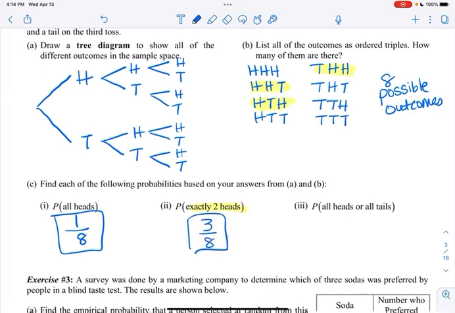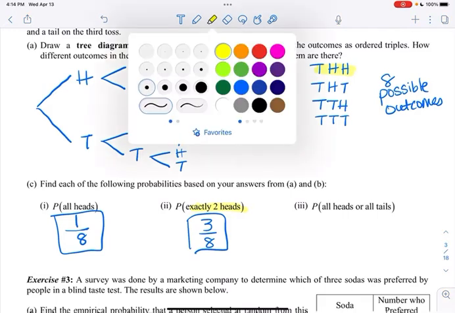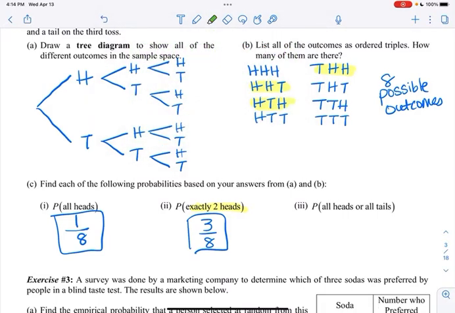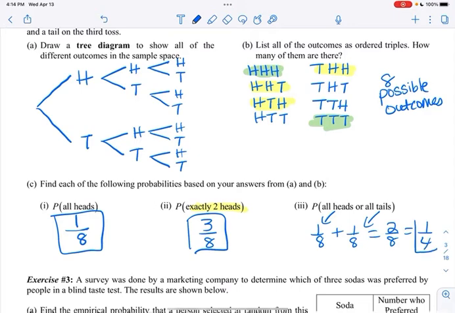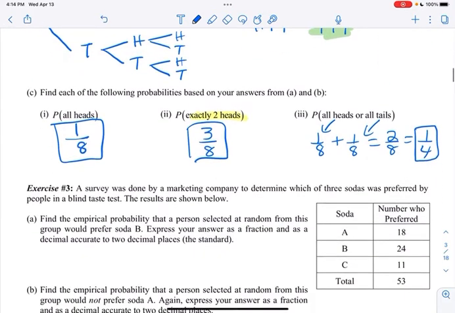All heads or all tails. I'll do that one in green. So all heads, all tails. Basically, the probability of all heads is 1 out of 8, and the probability of all tails is 1 out of 8. And when you have an or situation, you add those 2 probabilities together. And I can reduce, don't have to reduce, but I did.